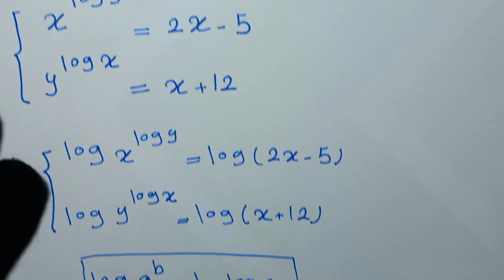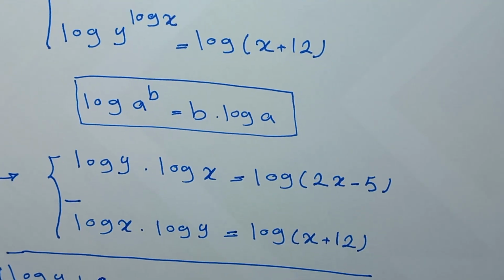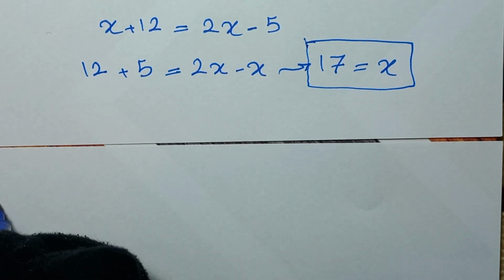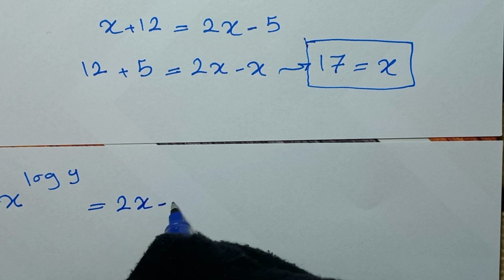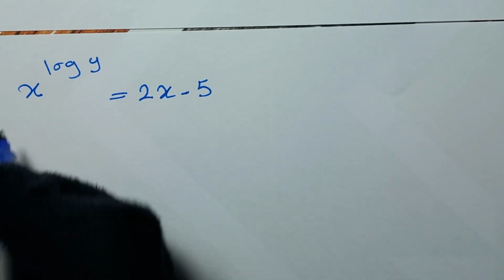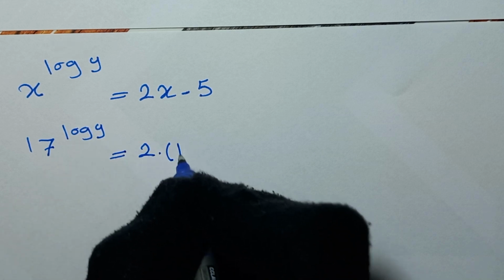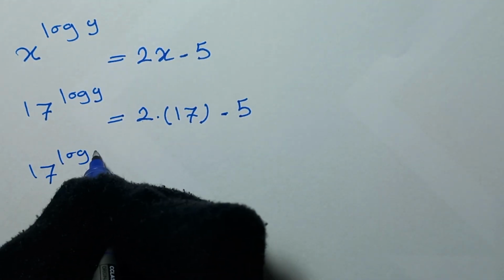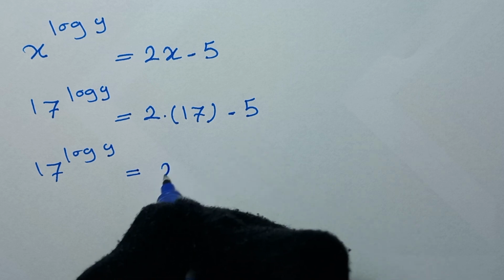So we find the value of x, and we want to find the value of y. So we use this equation, x to the power of log y is equal to 2x minus 5, and x is equal to 17, so we substitute here 17 to the power of log y is equal to 2 times 17 minus 5. 2 times 17 is 34, and minus 5 it will be 29.